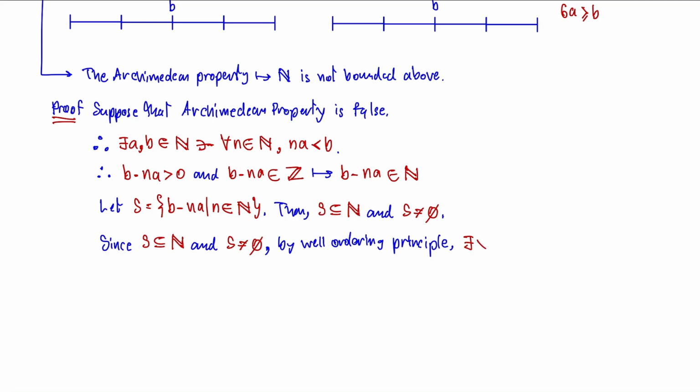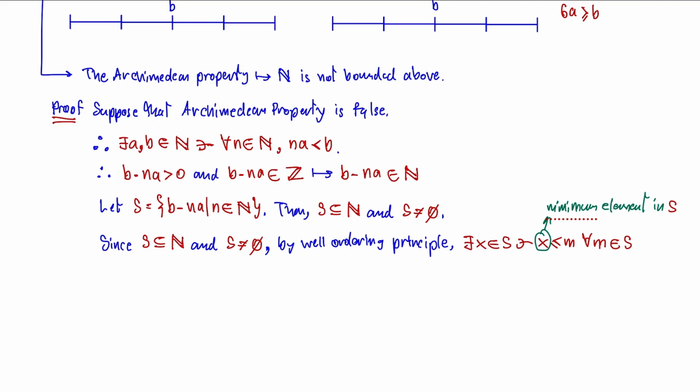We're going to have an element x in set S such that x is less than or equal to m for every element in set S. So right now x is the minimum element in set S. Now when x is a minimum element in set S and S is a set containing b minus na, where n is a positive integer, what does it mean?